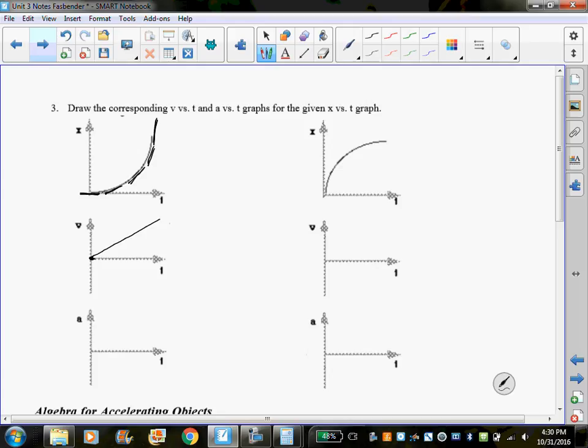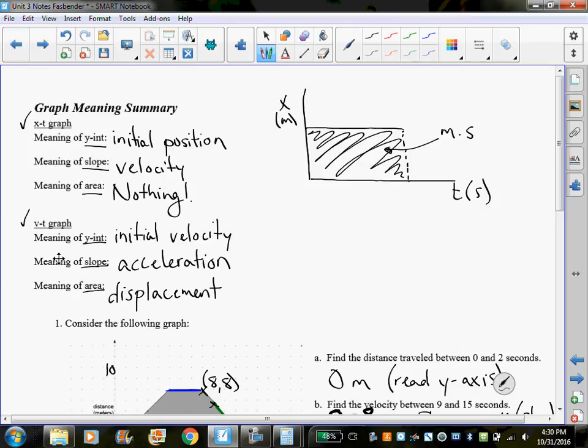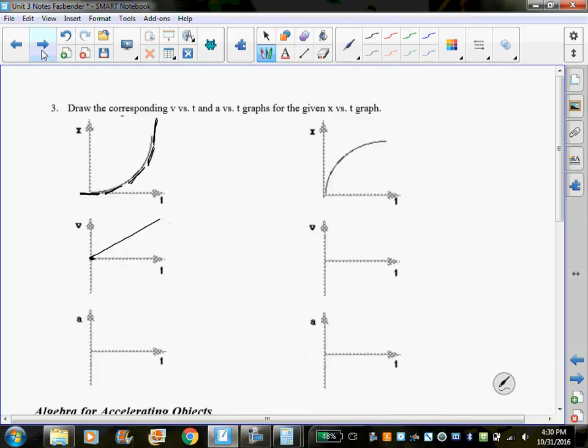To draw the acceleration versus time graph, we can look at the velocity versus time graph and ask ourselves, what part of a velocity versus time graph tells us about acceleration? It is the slope. What is the slope of this line? Well, it is a positive slope that never changes. Thus, we must have a positive acceleration that never changes. So it's a horizontal line in the positive area.